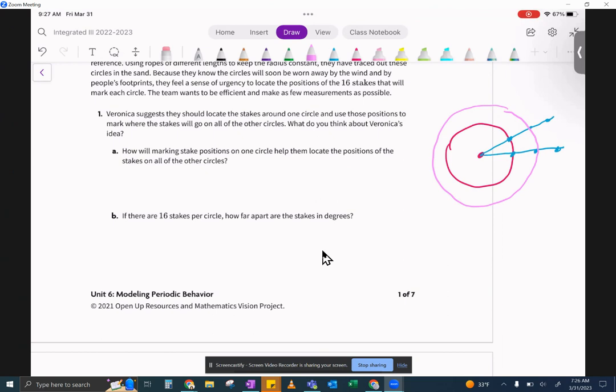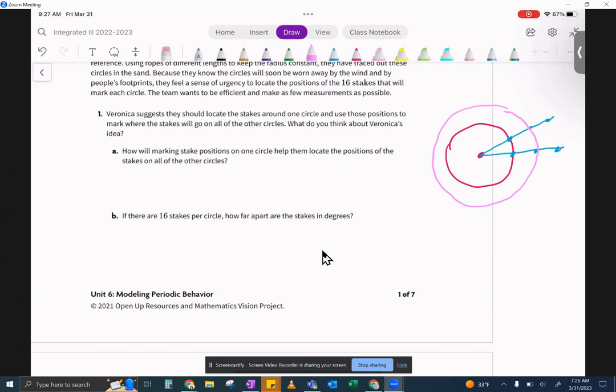Okay, so how will making stakes on one circle help them locate the position on the other? Go ahead and describe that for yourself. Make sure you write your answers here. I am looking for your answers and for you to be filling those out. Okay, so the next one, go ahead and fill that out, pause the video, and do what you need to do.